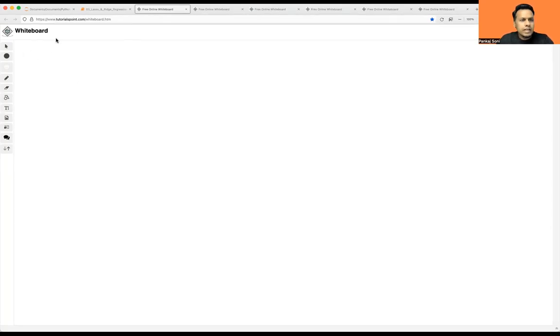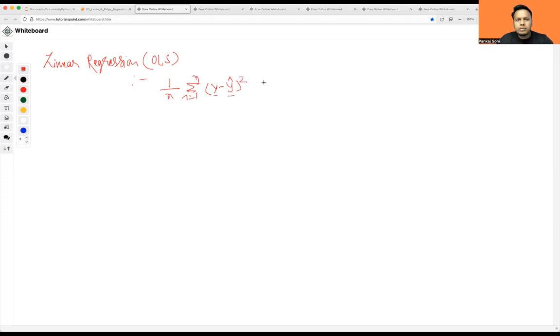So the formula which we had seen for normal linear regression, right? So let me just type linear regression. This is also known as ordinary least square. Okay, so what is the formula? We have seen sum over i equal to 1 to n, y minus y hat. The y is the actual value and this is the predicted value. Okay, and the square. That's why it is known as ordinary least square.